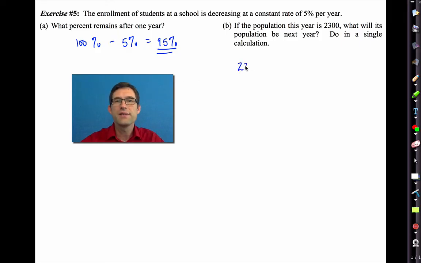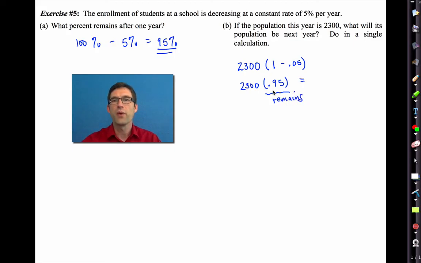Well, again, this is now where we want to really look at it like this, right? Before we kept doing 1 plus the percent, now we're doing 1 minus the percent. Or we can just think about it as, well, this is the percent that remains, right? So I do 2,300 times 0.95, I get 2,185. All right? So decreasing by a constant percent really boils down to knowing what percent remains.